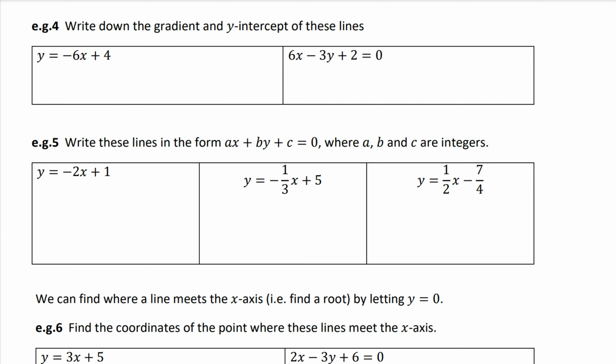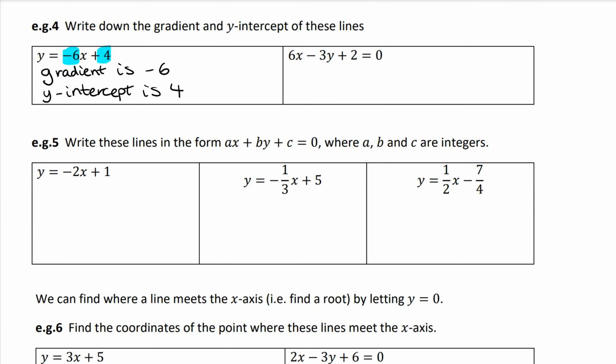So the gradient of this first one is going to be minus 6, okay, because the gradient is just simply the coefficient of x, and it's in that form y equals mx plus c. The y-intercept is going to be 4, okay? Or you could also say, if you ask for the coordinates, you would say that it crosses at 0, 4. Yeah, again, that's because this is your plus c part.